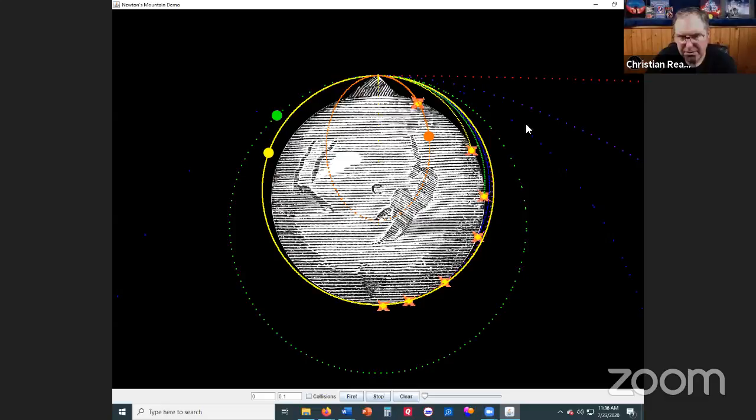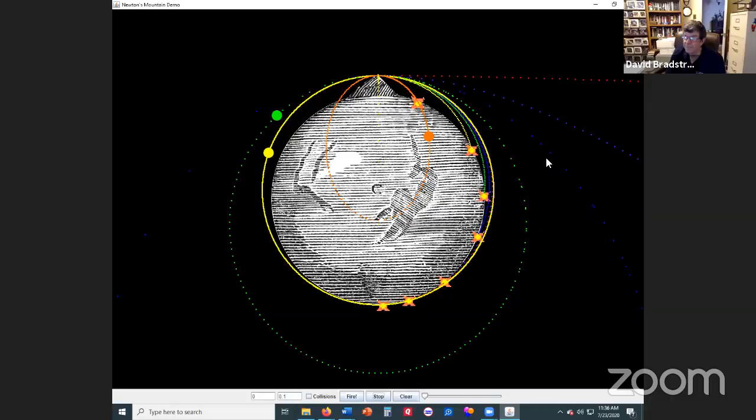Is there any idea what the C represents? Center. Center, thank you. Center of the Earth, yep.